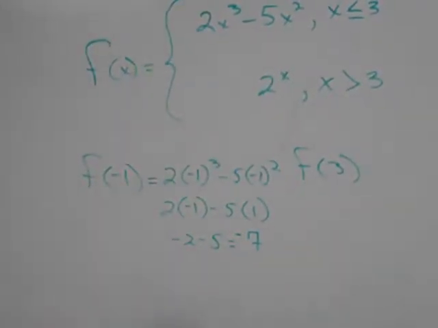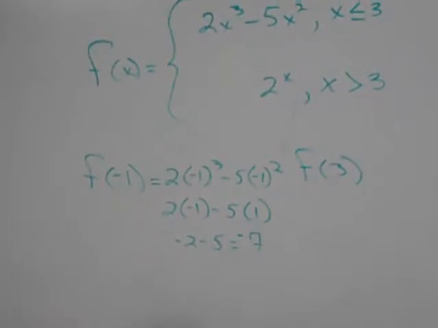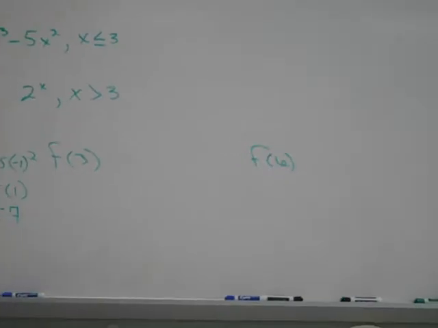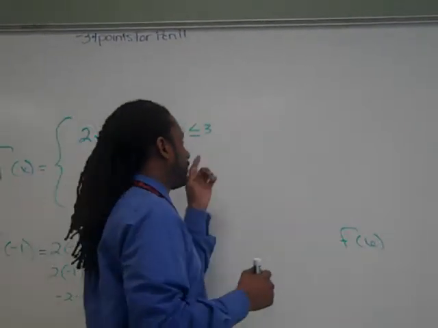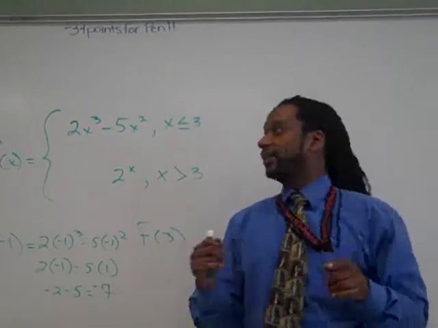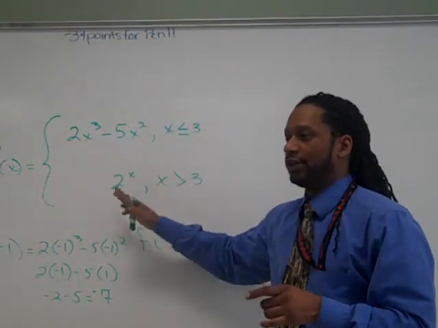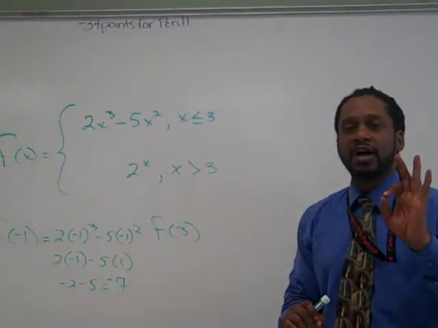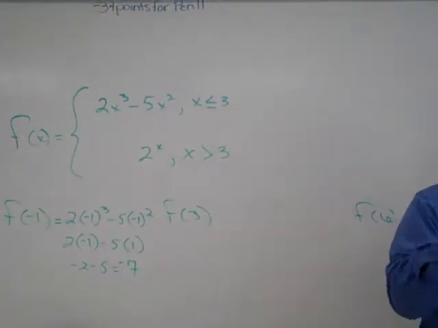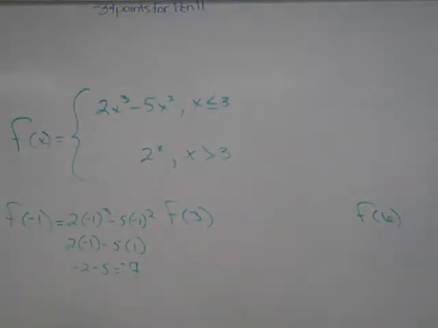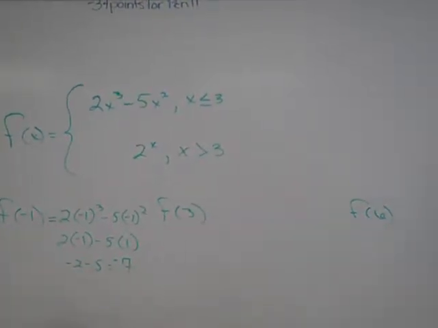I don't even know why I'm using 3. Now, 3 is what is called a boundary point. How do I know it's a boundary point? Because it is the condition that tells me whether I use this equation or that equation. Because 3 is the boundary point, I'm going to plug that into both equations.